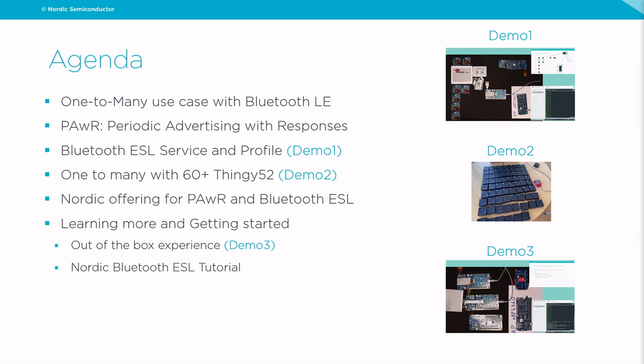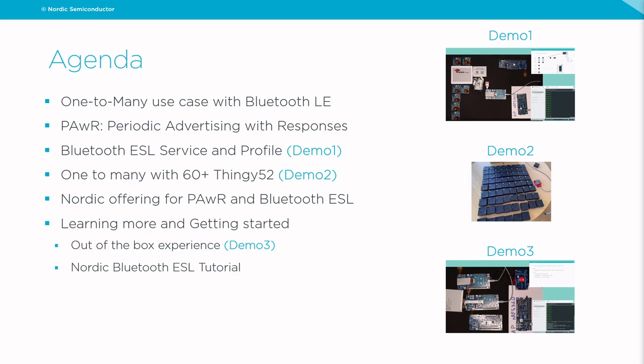Let's start from the agenda. First, we will introduce the requirements for the one-to-many use case, and we will understand why a new release of Bluetooth was needed to address this use case. Then, we will explain what PAwR brings to the one-to-many use case and what the new features are in Bluetooth 5.4.